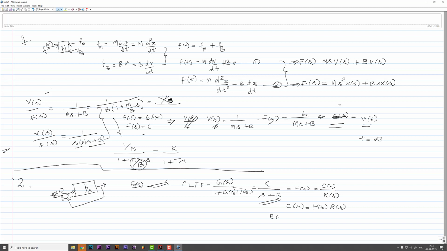So r of s is equal to 1 if it is an impulse, and r of s equal to 1 by s for a step. Substitute for impulse response, it is not necessary to have any partial fraction. For step response, you have to take the partial fraction and take the inverse Laplace transformation. That's it.